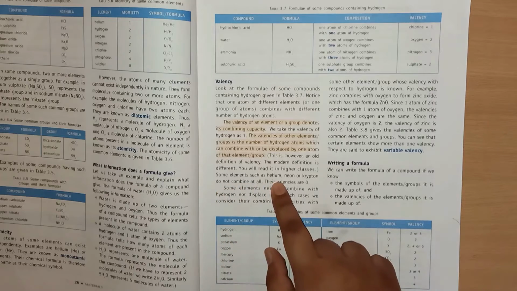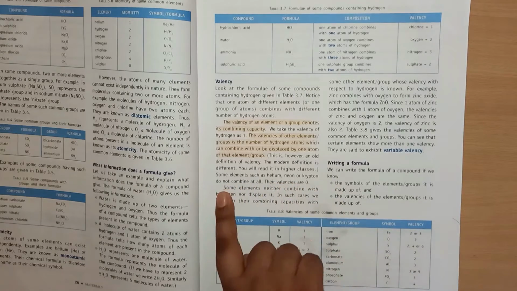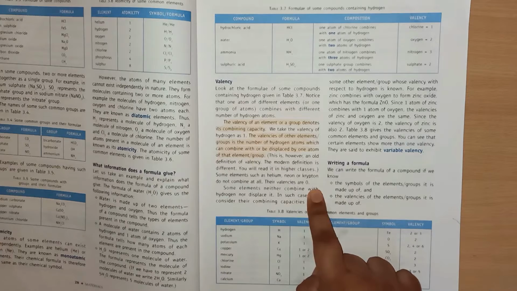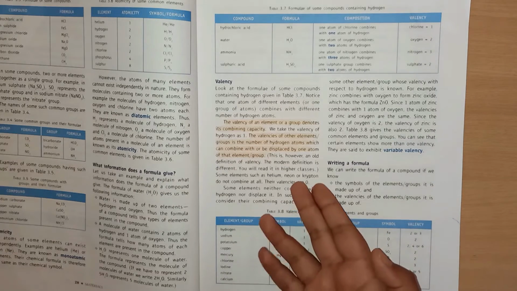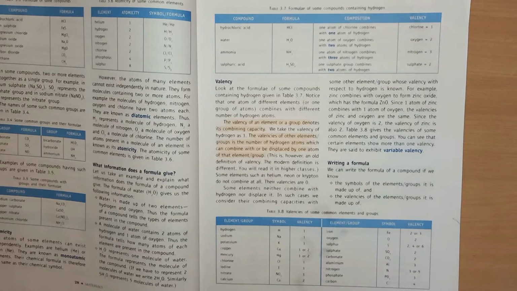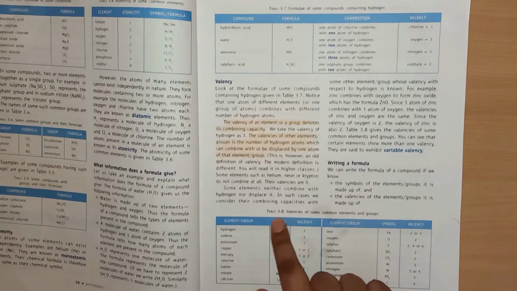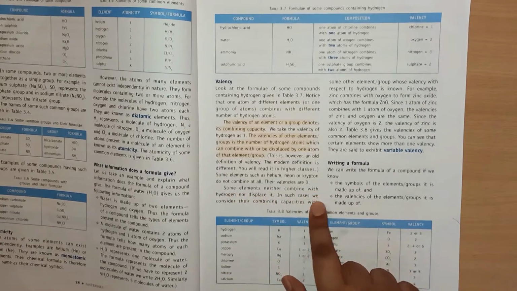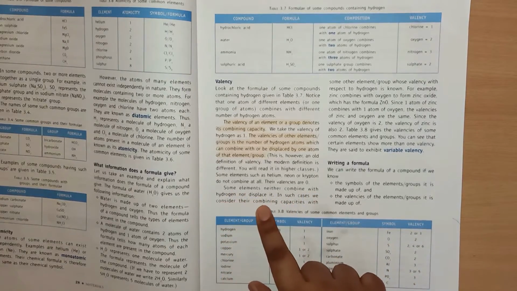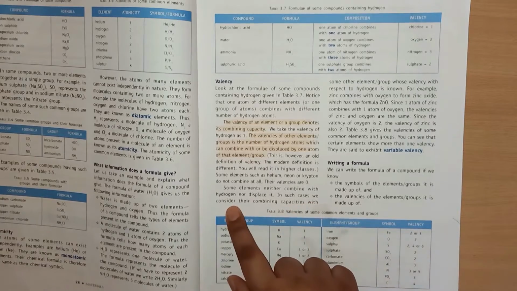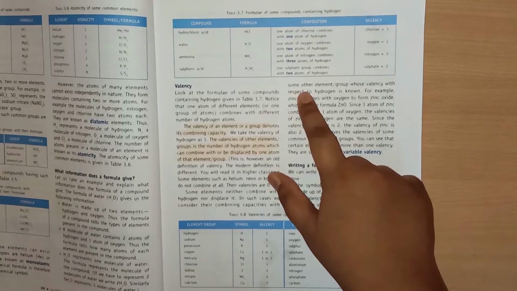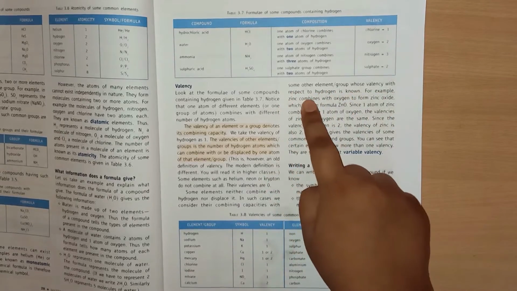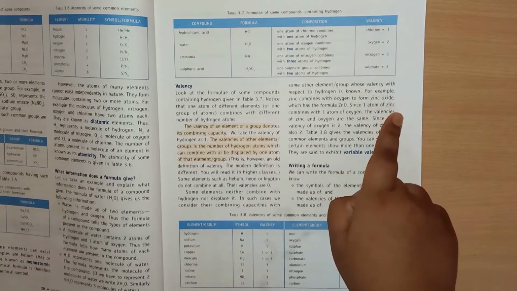Some elements such as helium, neon or krypton do not combine at all. Their valency is 0. So the elements like helium, neon, krypton do not combine, meaning they do not take or give any atom. So they have 0 valency. Some elements neither combine with hydrogen nor displace it. In such cases, we consider the combining capacity with some other element or group whose valency with respect to hydrogen is known.